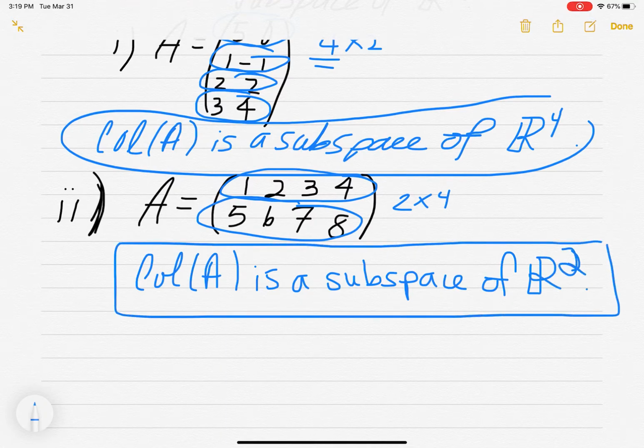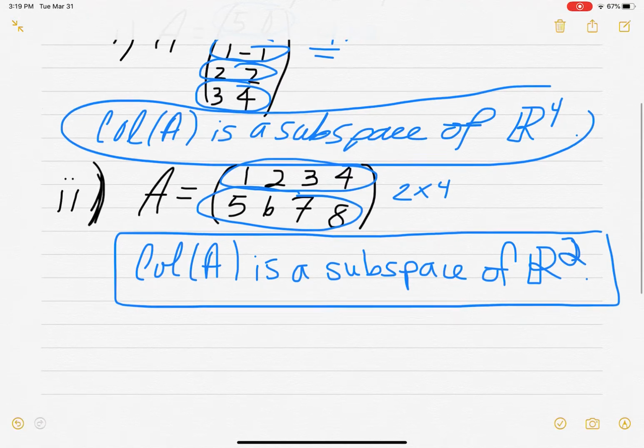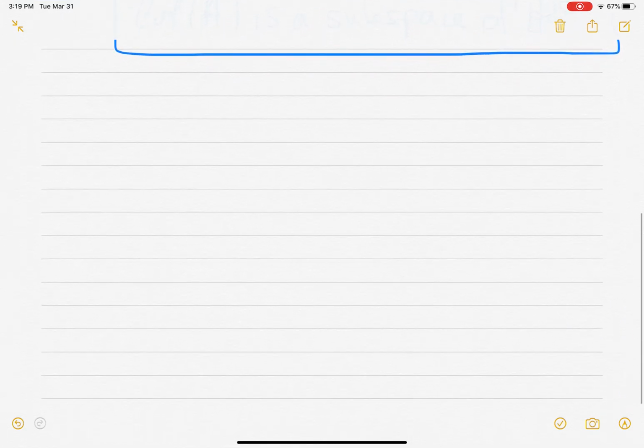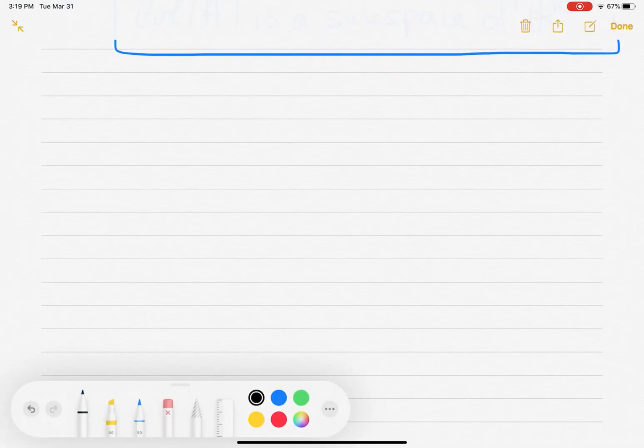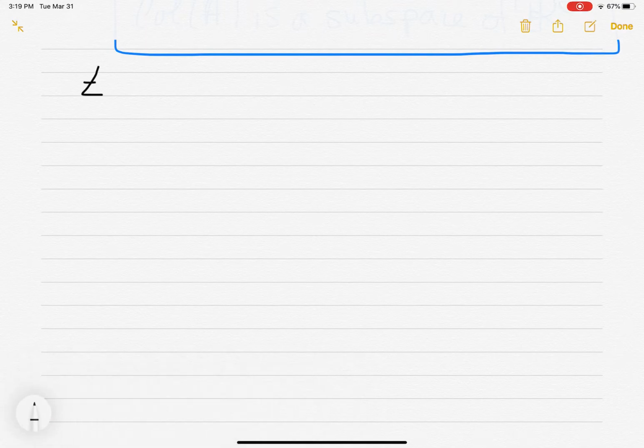Yeah, so imagine you're taking those 4 columns and making linear combinations of those columns. For any linear combination you come up with, you're only going to have 2 entries. So we're in R2. All right, another type of exercise.